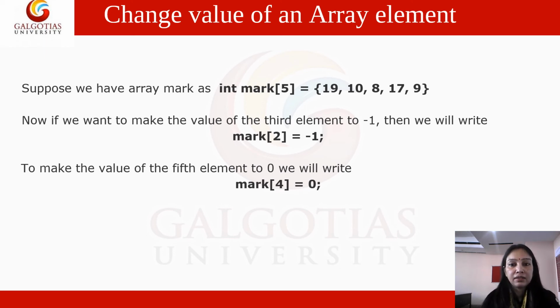17 and 9, right? Now I want to change the second element of my array, or you can say in this screen we have changed the third element of this array. So what do we have to write? We have to just write marks[2] is equal to whatever new value you want to assign, and then a semicolon.